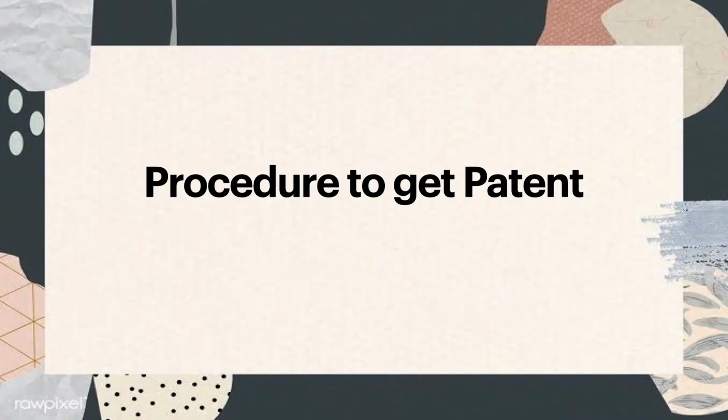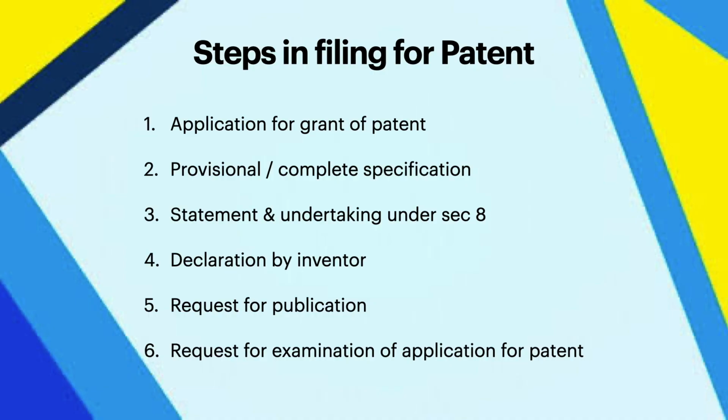So today we'll be looking at the procedure to get a patent. What are the steps involved if you as an inventor want to get your patent rights? What is the procedure? The steps in filing for a patent are six different steps.